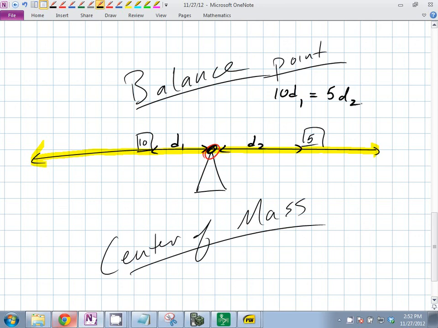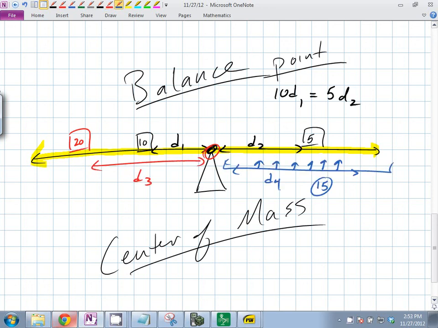What happens if I added, on this same one right here, let's say a 20 kilogram weight out here, and let's say that's d3 right there. I'm not placing it, so I want it to be balanced. The 10 and the 5 are fixed. Yes, I'm sorry, these two are fixed. So we know it's balanced if this is true.